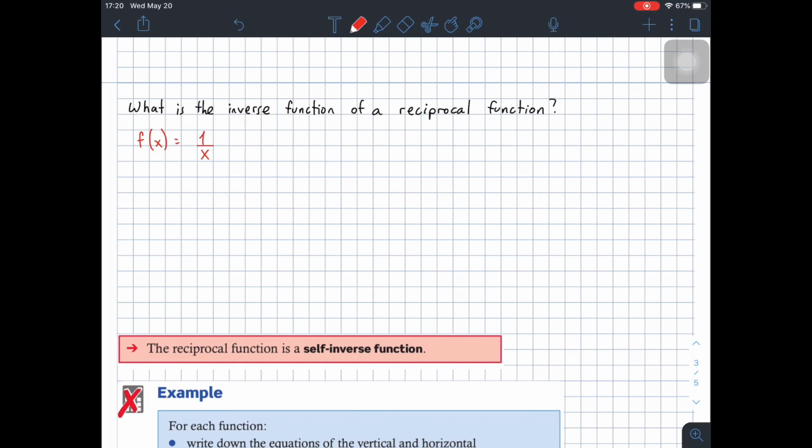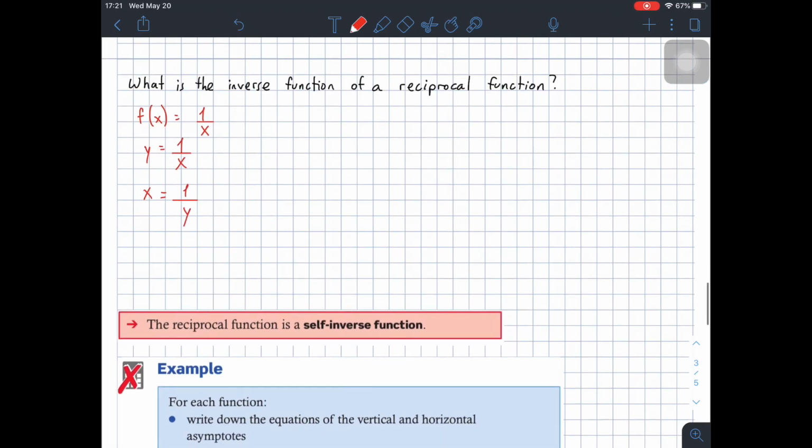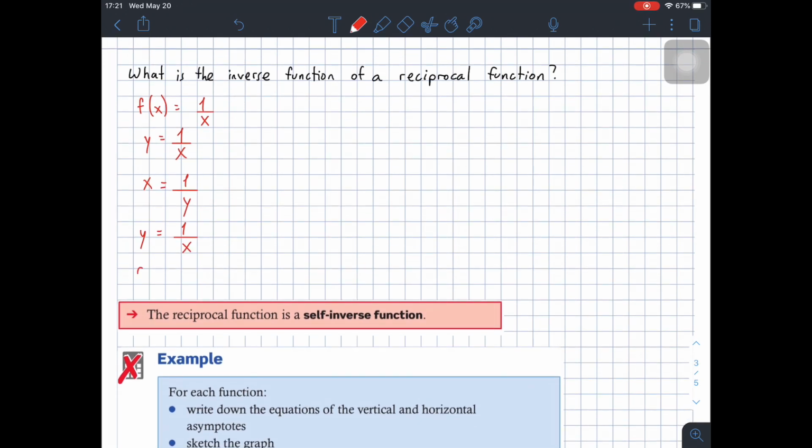If we want to calculate the inverse, the first thing we need to do is write this as y equals 1 over x, right? Then the second step is to switch x with y. So this would be x equals 1 over y. And then we need to solve for y, that is, leave the y alone, right? So I can take this y up here and take this x down here in order to leave the y alone. And we will have that y equals 1 over x. So the inverse function, f minus 1 of x, equals 1 over x.